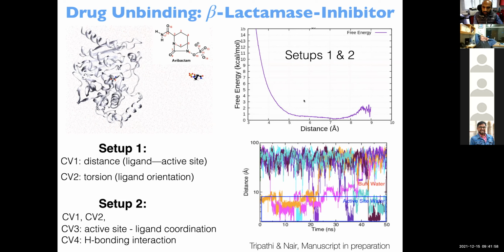Okay. So for example, you can look at this case where you can see that bulk water molecules are coming in, staying there in the active site for a very long time. Okay, and the active site water is not really going out. Unless the active site water moves out, the drug cannot really diffuse through the channel. Okay, so you need to have some kind of collective variables to accelerate these things.